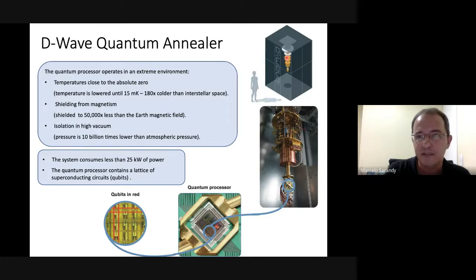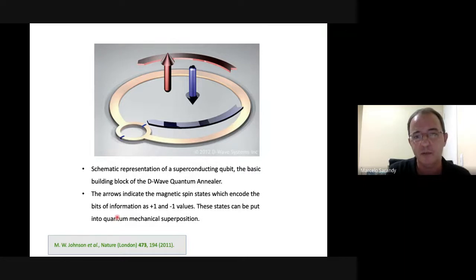Okay, so inside this black box, we have this arm, and at the bottom of this arm, we have the quantum processor. And inside the quantum processor, we have the qubits. In this annealer, the qubits are superconducting circuits, represented here by these rectangles. So this is the schematic representation of the superconducting qubits, the basic building blocks of the D-Wave quantum annealer. Depending on the direction of the persistent current here, we have a magnetic field pointing upwards or downwards. So this qubit can be thought of as an artificial spin-1/2 system. The direction of the current defines the magnetic flux, and then we can design an artificial spin-1/2 system with this qubit.